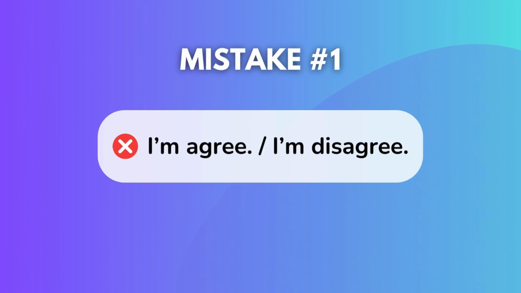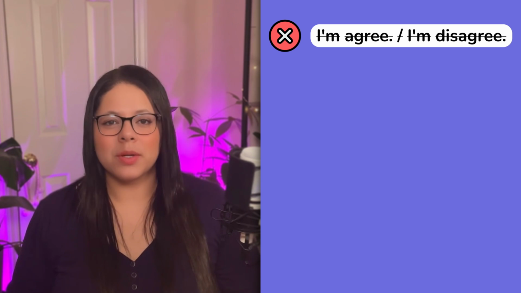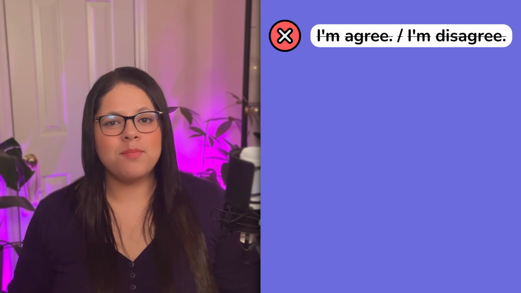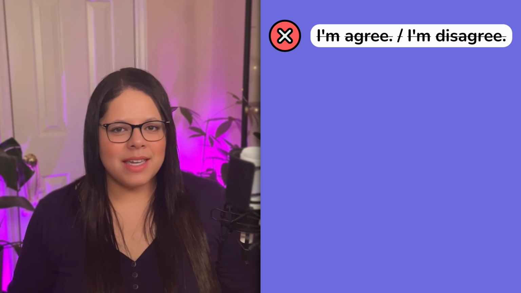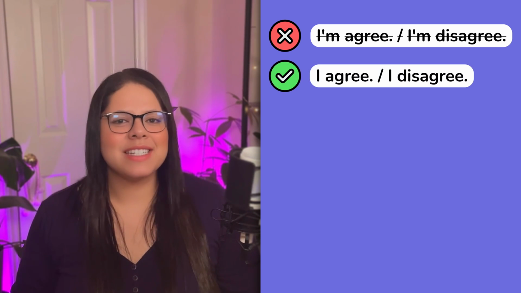Let's get started with a mistake that I hear all the time. I'm agree or I'm disagree. In English, agree and disagree are verbs, so we don't use the verb be before these words. The correct way to say this would be, I agree or I disagree.